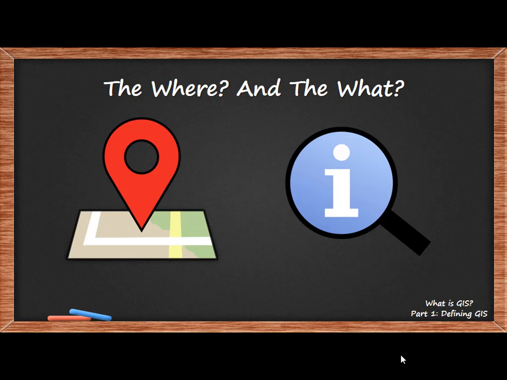GIS also stores attributes or data that might be associated with those features, such as the type of tree, the name of the river, or the number of connections on each fire hydrant. These data represent the what. Together, these two questions, or the what and the where, allow us to explore our world in ways that are simply not possible with other data streams.